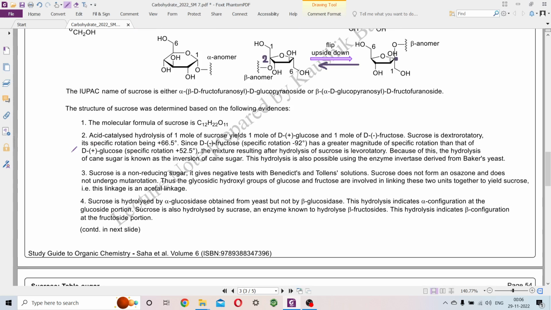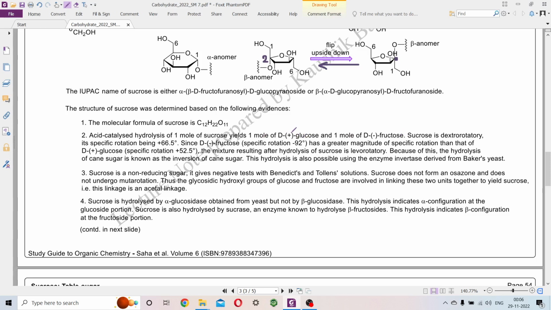The molecular formula was found to be C12H22O11. And it was observed that if you hydrolyze 1 mole of sucrose, then it gives you 1 mole of D-plus-glucose and 1 mole of D-minus-fructose. Now, this is a very interesting concept. Sucrose is dextrorotatory and its specific rotation is plus 66.5 degrees. When it is hydrolyzed, 1 mole of sucrose gives you 1 mole of D-minus-fructose and 1 mole of D-plus-glucose.